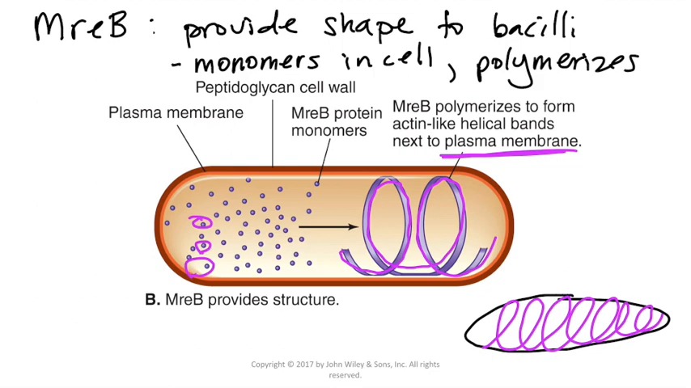Now think about this. If a cell lacked FtsZ, what would be the result? What would a cell look like if it lacked MreB? What kind of structure would it have? And what would happen if a cell had deficient or mutated ParM?